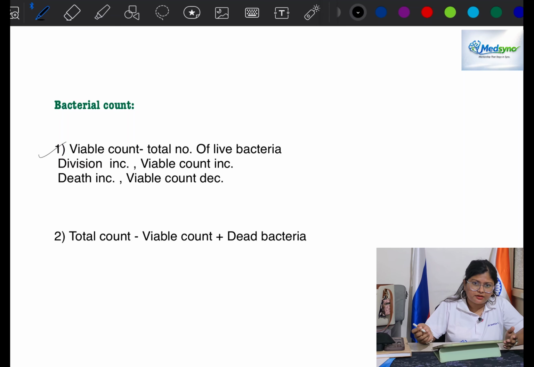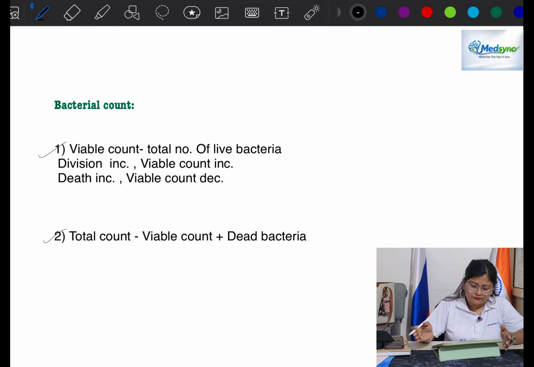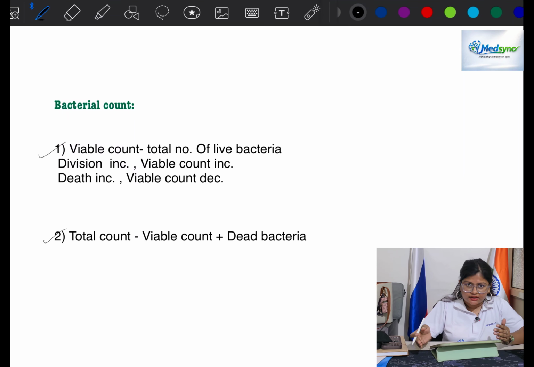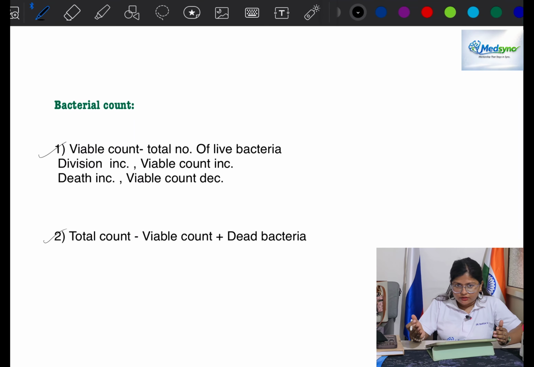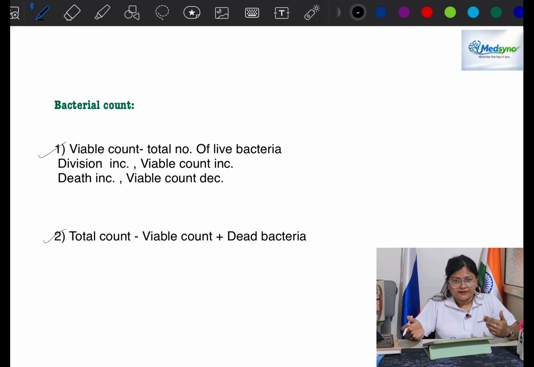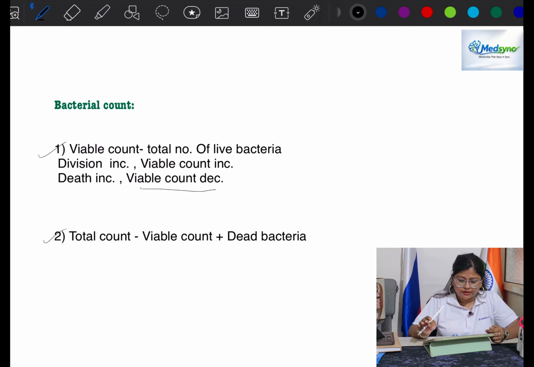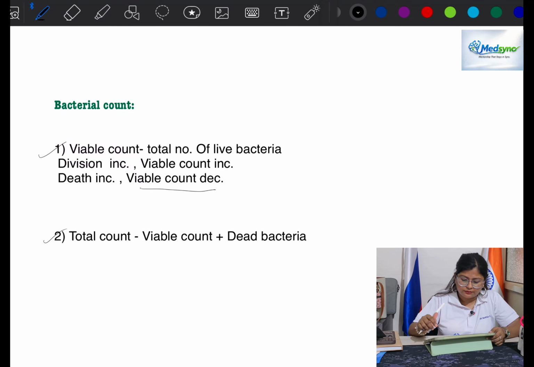total count. What is viable count? Viable means life, which is living. So it is the total number of live bacteria. When the division increases, then the viable count will automatically increase, and if death increases, then the viable count will decrease, and total count is viable count plus the dead count. We sum it up, and that is the total count of bacteria.